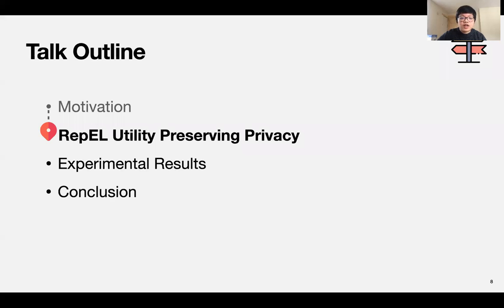So here is the outline for the rest of the talk. I already presented our motivation. Next, I'm going to introduce you to our approach, and then we will look at the experimental result and conclusion.